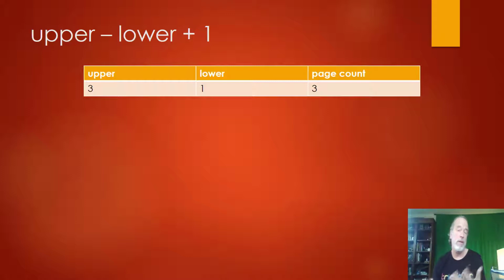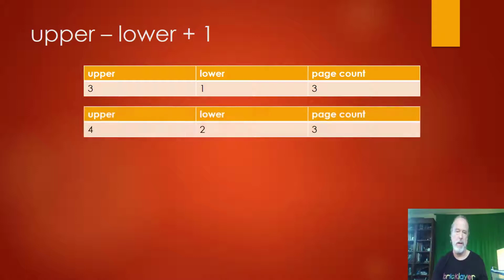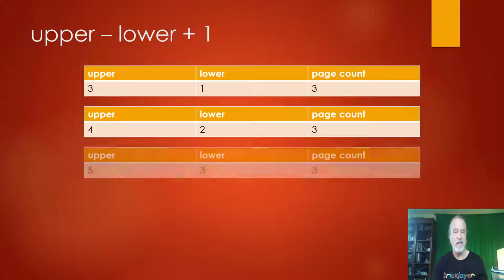And of course, what you can also do is you can just count on your fingers if the numbers are small, right? So I could have page 1, page 2, and page 3. So I printed out 3 pages. Of course, if the lower number is 2 instead of 1, and the upper also got bumped by 1, so now we go from 4 to 2, it's also still 3 pages, right? 2, 3, 4. And similarly, if I have 5 and 3, same idea.